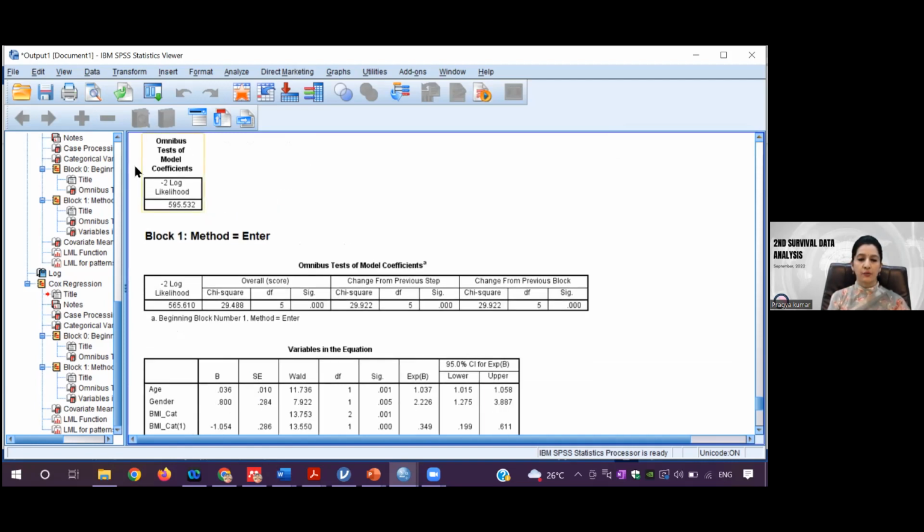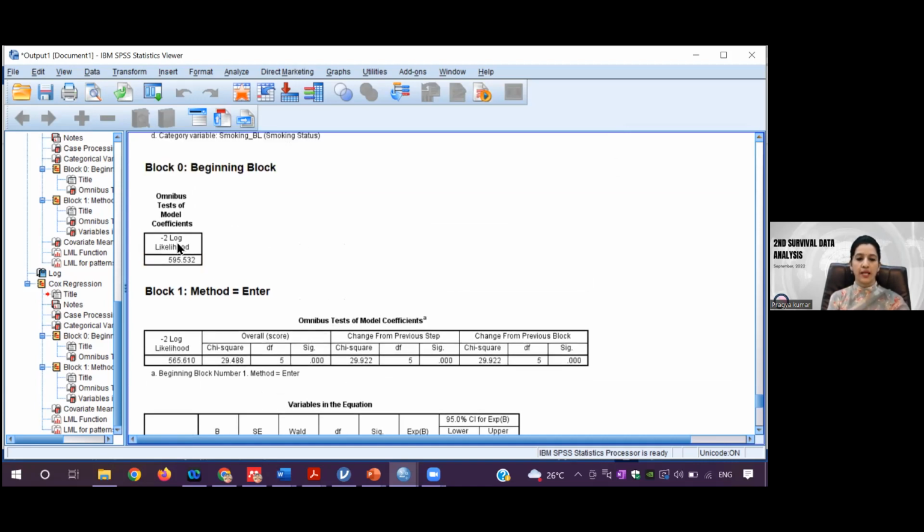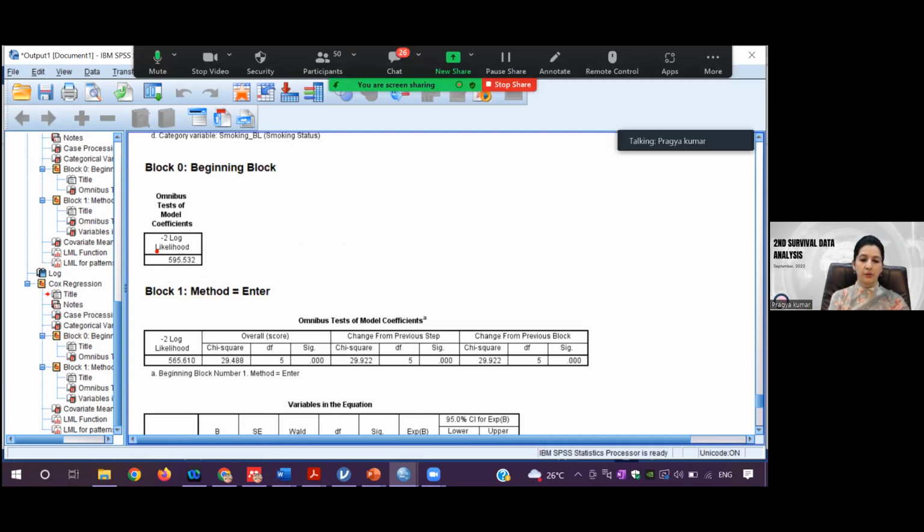So now coming to this log likelihood. When there is no model, the value of this -2 log likelihood, I'm not going into the detail of how this -2 log likelihood is calculated. But if there is a change and a reduction from the previous value, we can say that it is significant.